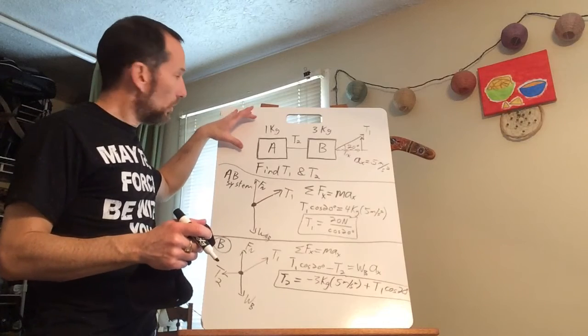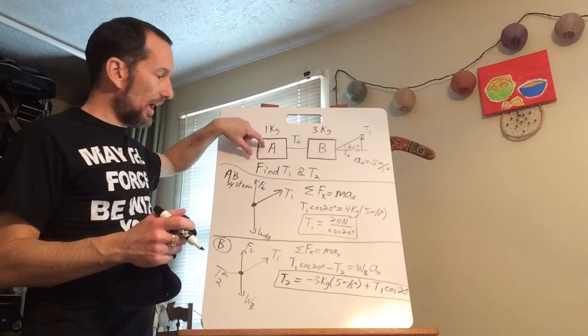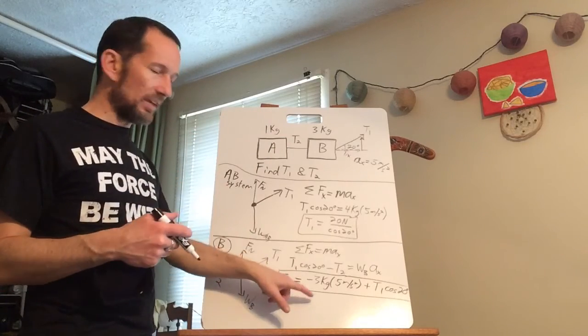A good thing to do while you're getting ready for the exam is to go ahead and draw a free body diagram for just A and calculate T2 as if you don't already know it, and see if you get the same thing that you get down here.